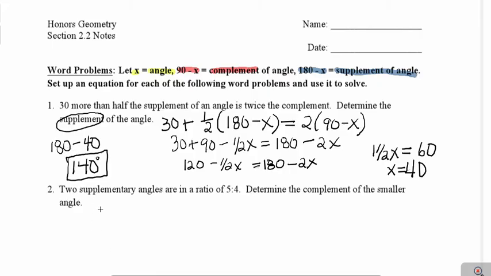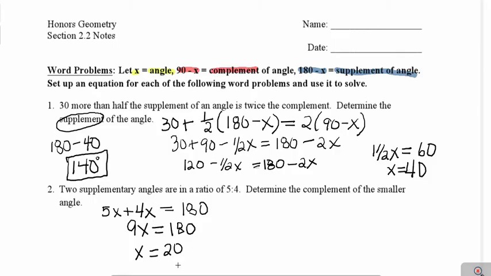Okay, let's try question number 2, because this is slightly different. We have two supplementary angles in a ratio of 5:4. So remember, for ratio problems, we always put an x with the two numbers. So I'm going to write it as 5x plus 4x. And since these two angles are supplementary, that means they must add to 180. Now I'm going to do some algebra to solve this equation. So you should get 9x equals 180.